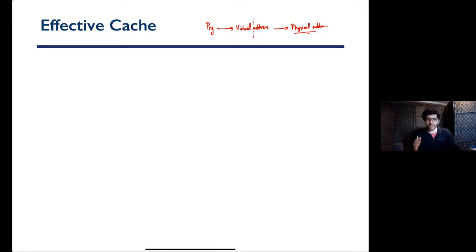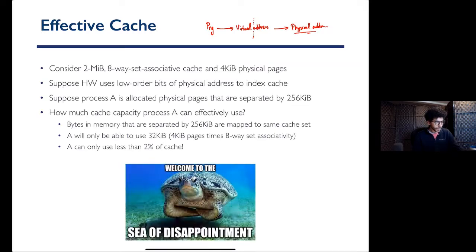Now, in the extreme case, you might be so unlucky that all your physical addresses that are allocated to you are mapped to the same set. So if all the physical pages that the operating system has allocated to a single process are, let's say, all aligned, then they could all be mapped to the same set in your cache, or like 2 or 3 sets in your cache.